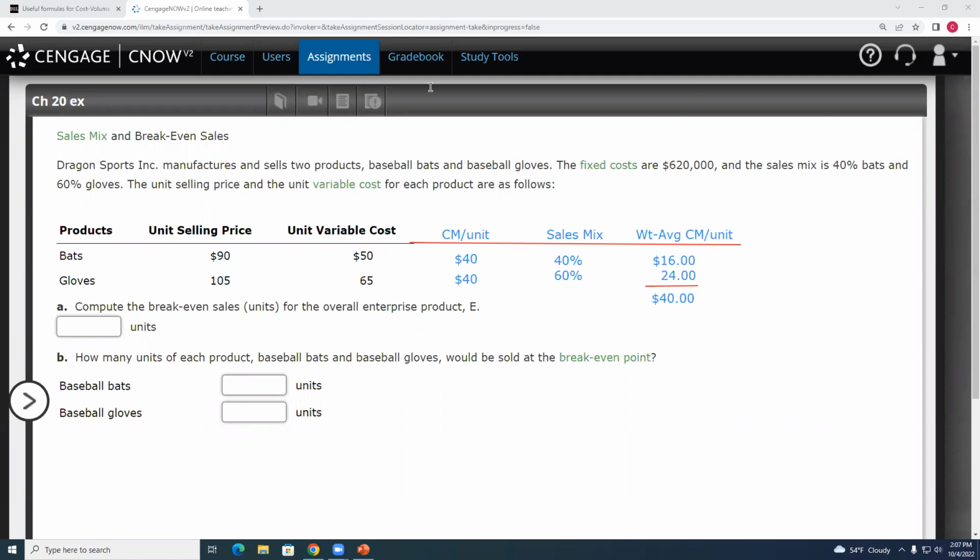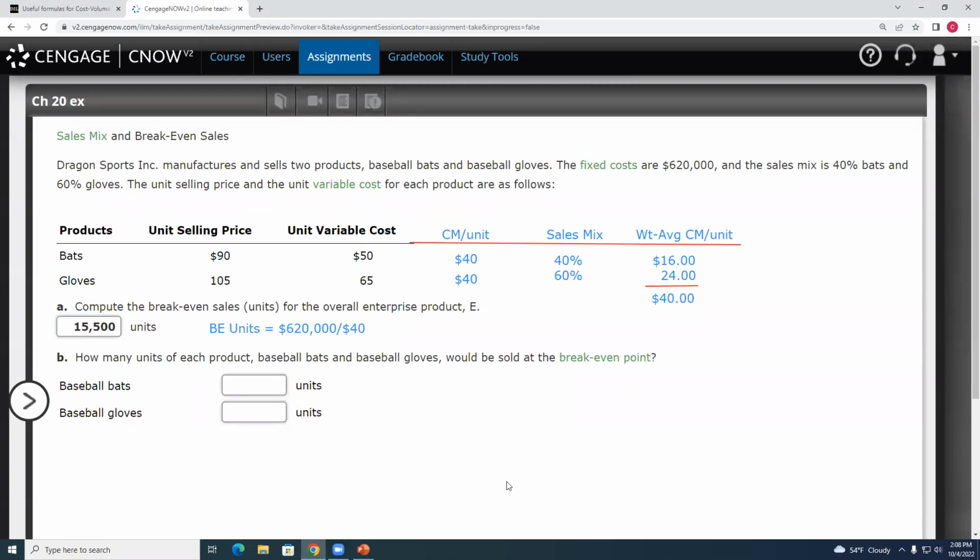Now that we have that weighted average contribution margin, we can use exactly the same formula that we have been using to calculate our break-even units. Break-even units. We take the fixed costs, which are given as $620,000, and we divide by that weighted average contribution margin. And so the break-even units is 15,500.